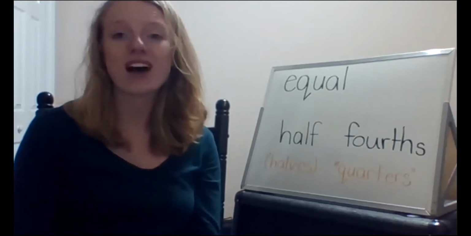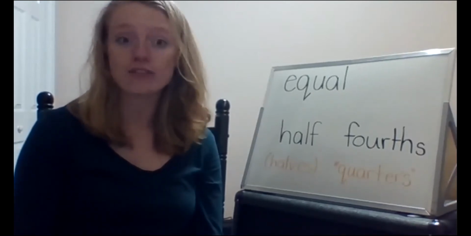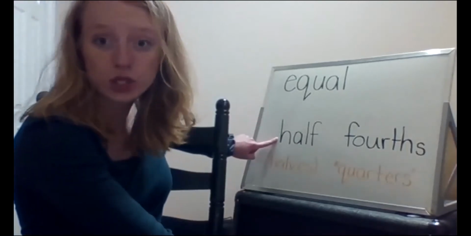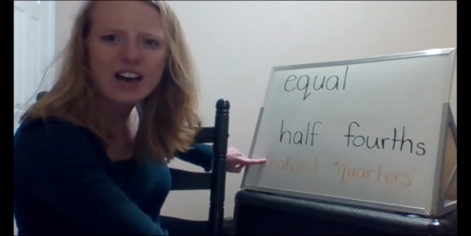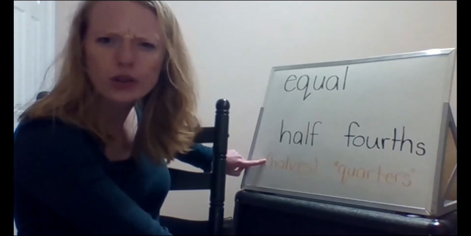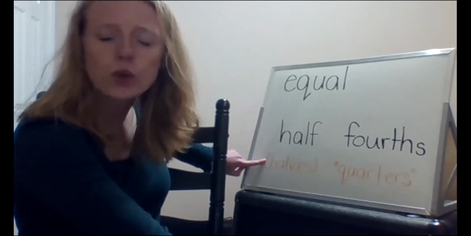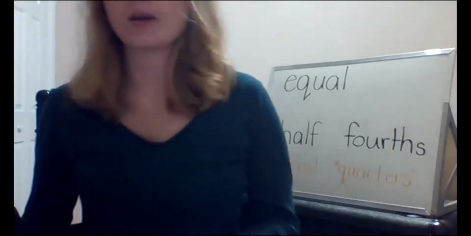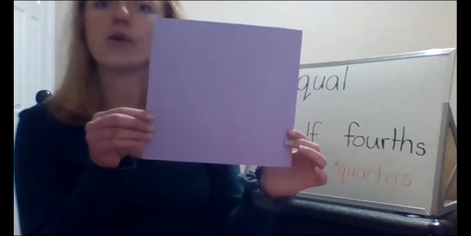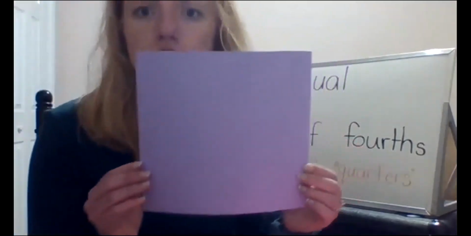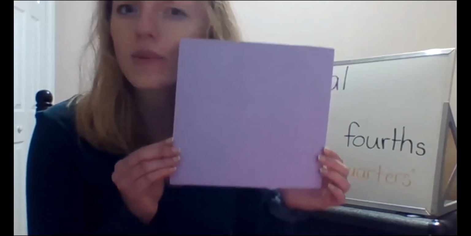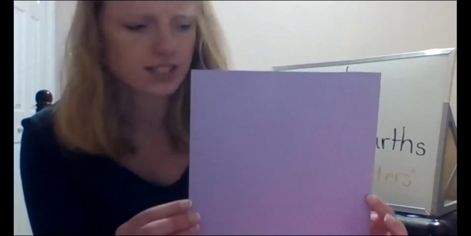And so we can divide shapes into halves too. So half means 1 of the 2 equal parts. Halves is what we call those parts. So if we have 2 halves of the square. So let's talk about how we can turn a square into 2 equal parts. How can we create halves?